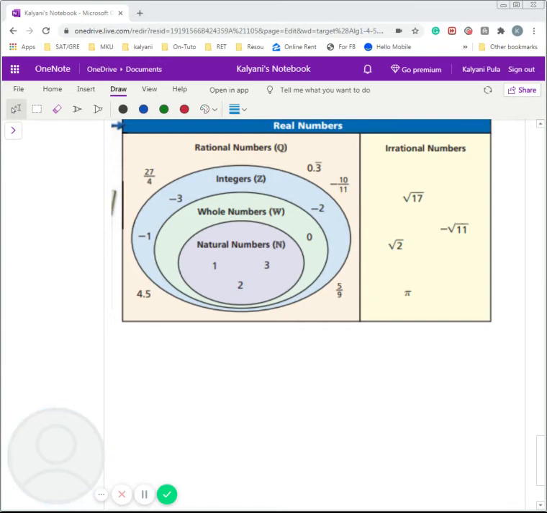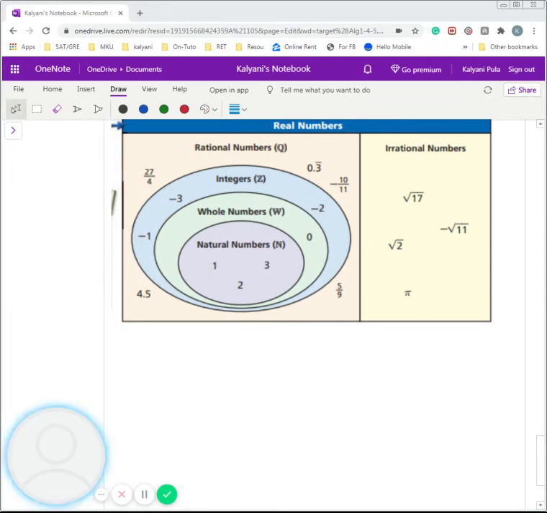Next one is whole numbers, including 0, 0, 1, 2, 3, and all those. And then in time they met negative numbers, so they added integers. Integers means including negative numbers, positives, and 0. And then lastly, every number like this we can write as a rational. Rational means fractions and decimals, or repeating decimals, and negative fractions, all of them.